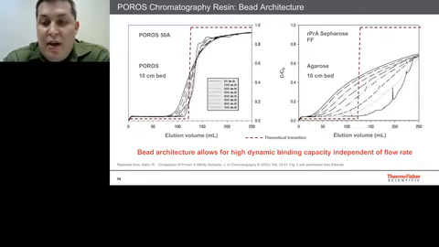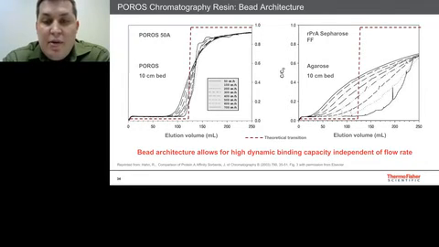If we look at the far right line in both graphs, which is 50 centimeters per hour, we see that the perfusion media C over C0 is above 0.9, or 90%, fairly quickly after breakthrough, while agarose is barely over 60% at the same volume. If we look at the far left line in both graphs, which is 700 centimeters per hour, we see two things. One is the shape of the curve is concave for agarose, which indicates pore binding, while the POROS material stays convex.